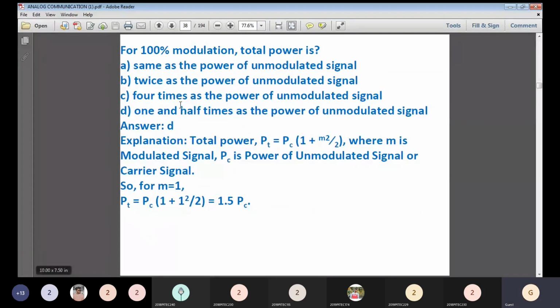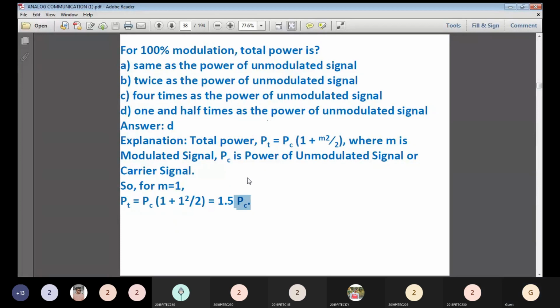Next problem. For 100% modulation, the total power is what? Four options are available: same as the power of the unmodulated signal, twice the power of the unmodulated signal, 4 times the power of the unmodulated signal, 1.5 times the power of the unmodulated signal. The formula is total power equals carrier power into 1 plus m square by 2. The m value is 100%, so substitute 1 square by 2. 1 by 2 is equal to 0.5, so 1 plus 0.5 equals 1.5. So 1.5 into PC, that is 1.5 times the power of the unmodulated signal.